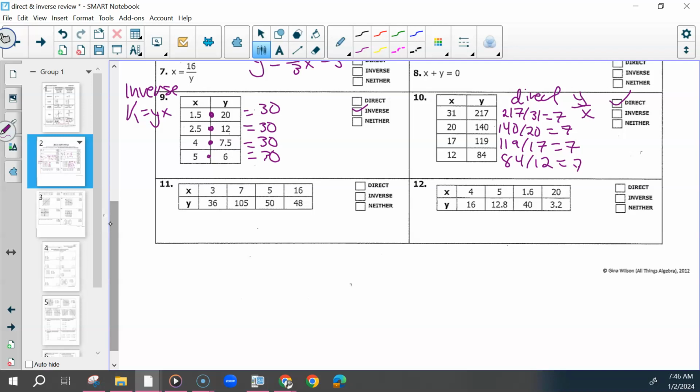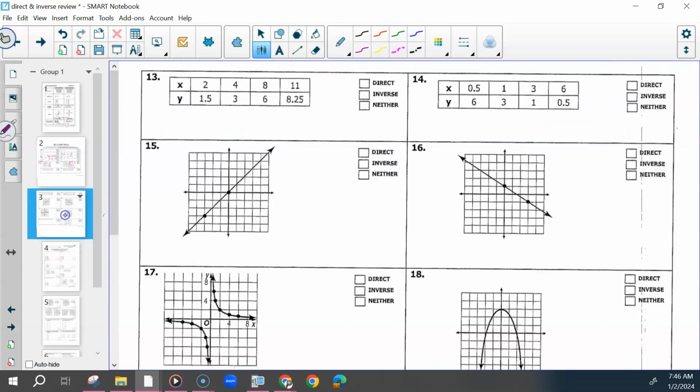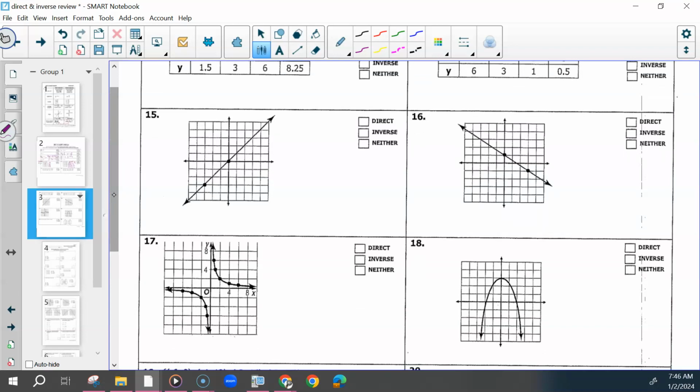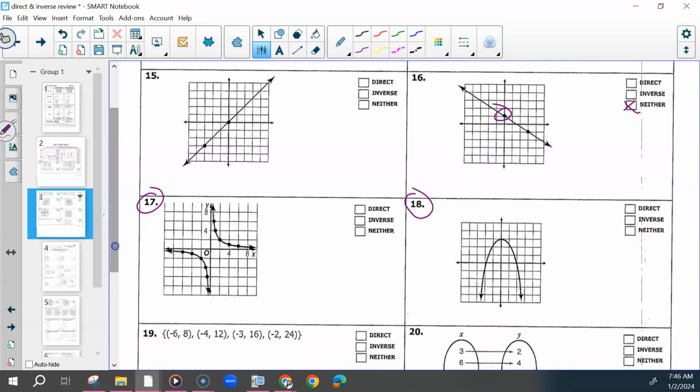Questions on that page? Okay. Is 16 direct, inverse, or neither? Neither. Why? Because it does not go through the origin, so it is neither. Any others? 17 and 18. What did you say? Not neither. This one is inverse. It makes that hyperbola shape. 18 would be direct, inverse, or neither?